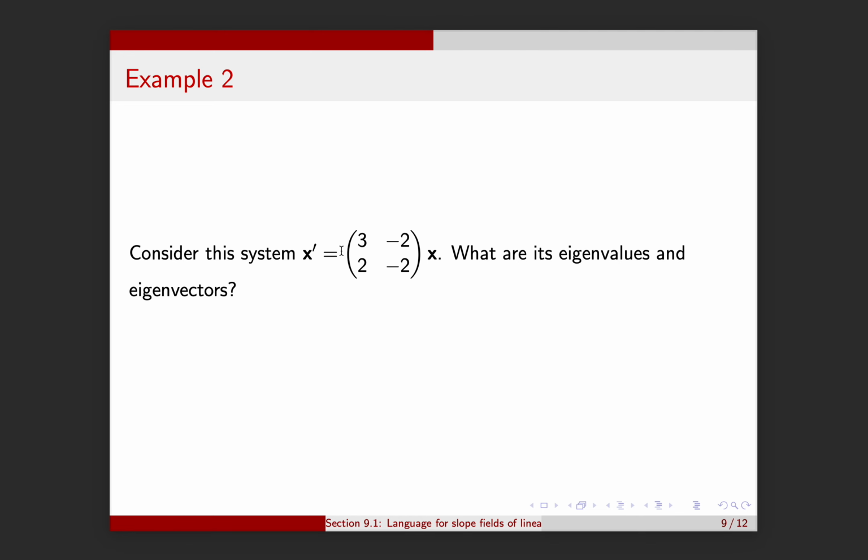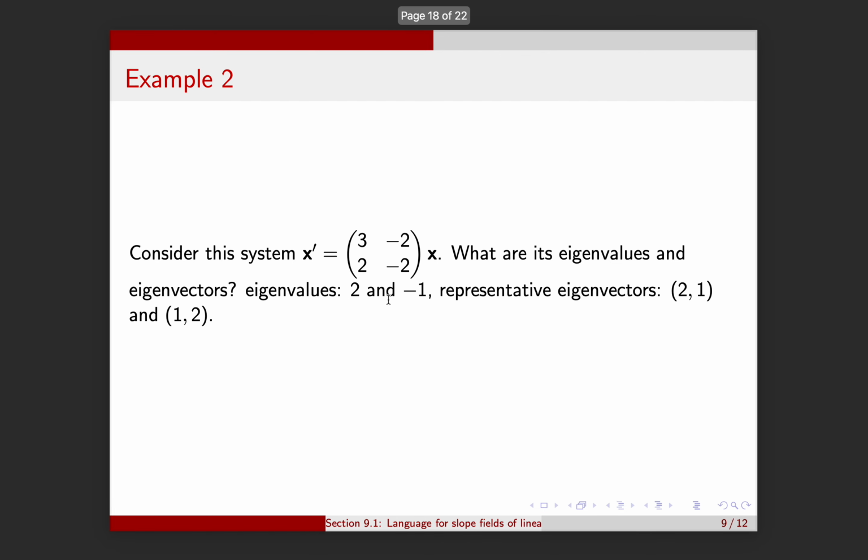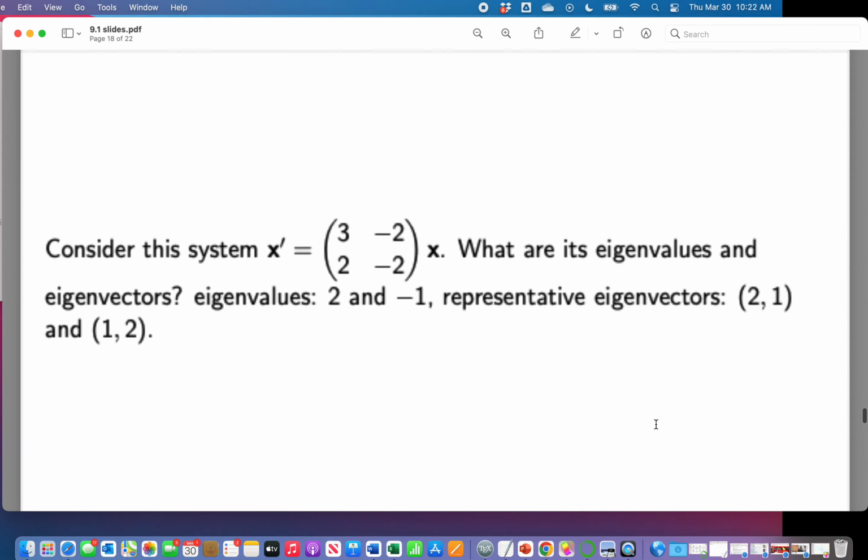Okay, so here's another example. The matrix is 3, -2, 2, -2. Its eigenvalues are real and different, but notice they have opposite sign, one positive and one negative. So it turns out when you have real eigenvalues but they're of opposite sign, you will get a much different picture than what we saw a second ago with the node. So let me show you that.